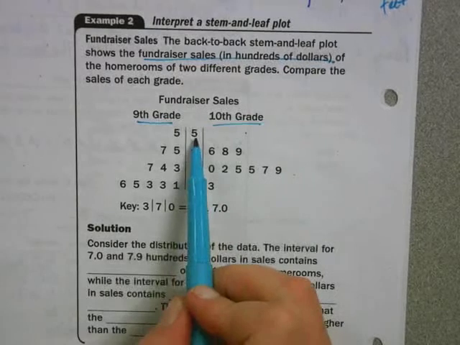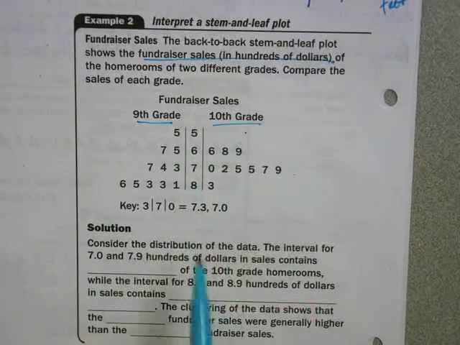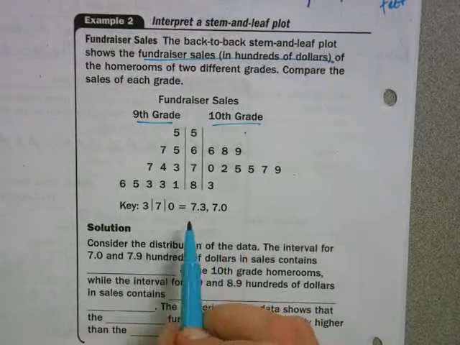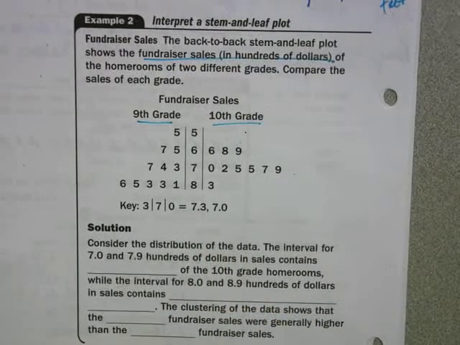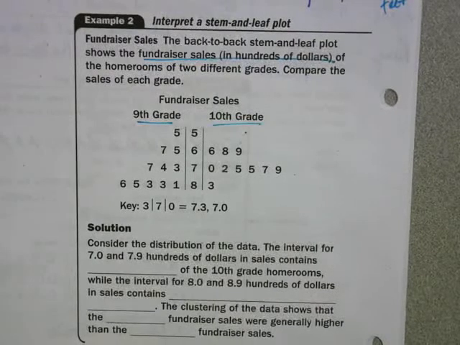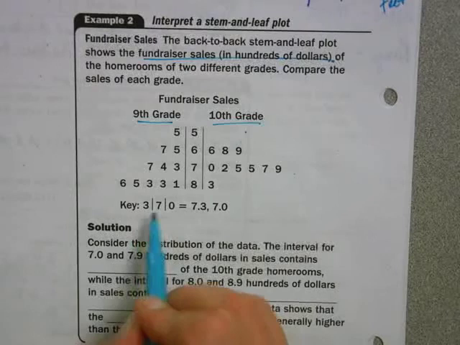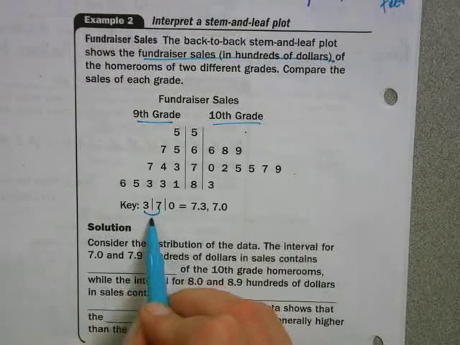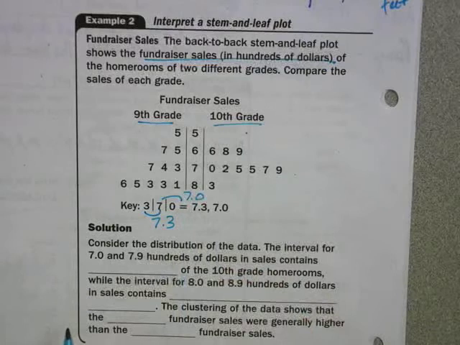So we have 5, 6, 7, and 8 as our stems, and this is in hundreds of dollars, remember. So a 7.3 in hundreds of dollars, what number would that be? That would be $7,300. So you have to think of it like that. This doesn't mean 37, this means 7.3. This one means 7.0, okay?